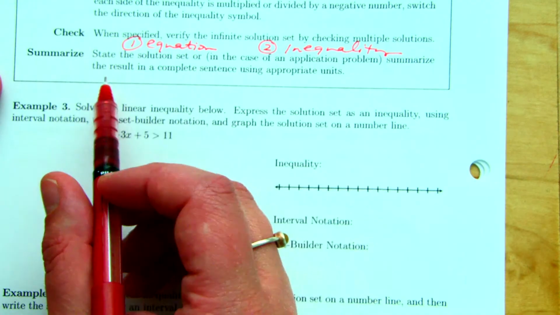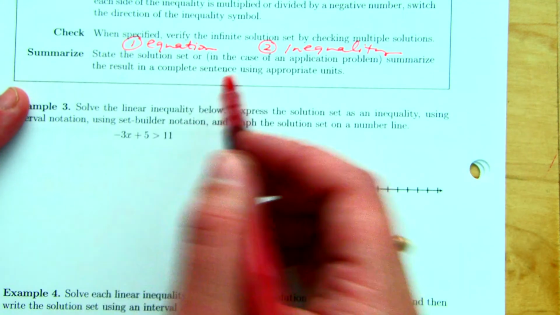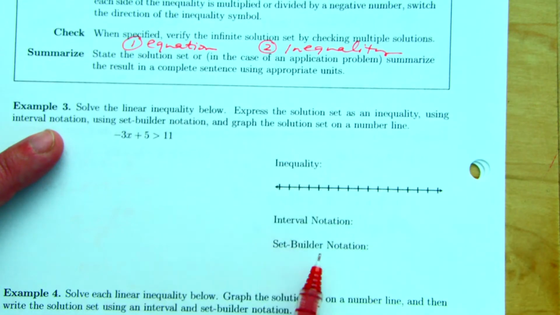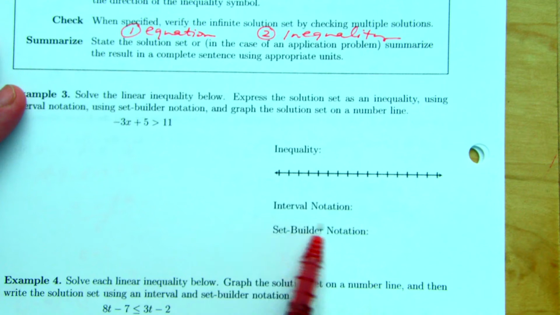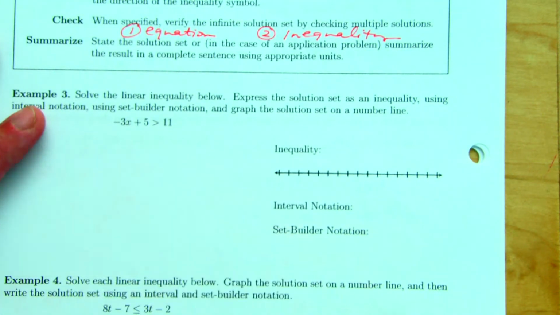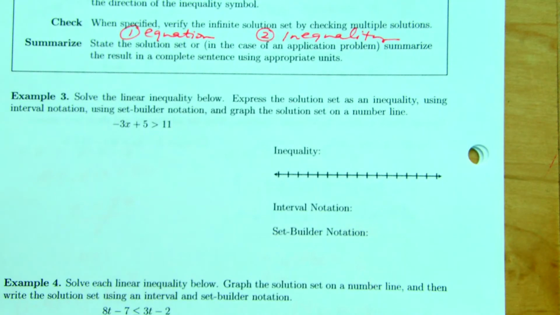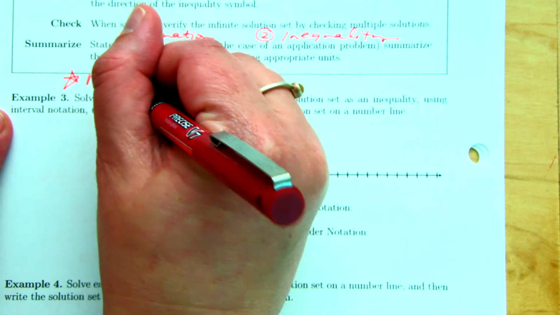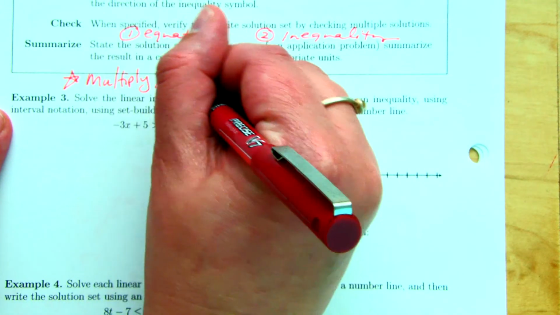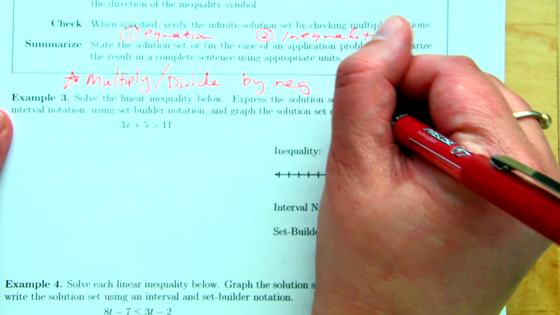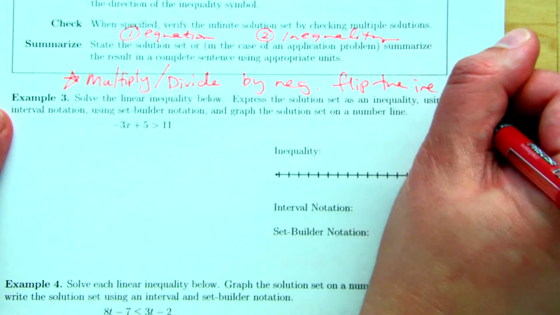And actually for inequalities, we use a complete sentence if it's a word problem, but for these, we're also using the graph. We're graphing the inequality, we're writing the interval notation, and the set builder notation. So let me show you how this one would work, okay? And remember, what's the one special rule about solving inequalities? Special rule is if we multiply or divide by a negative, we are going to flip the inequality symbol.